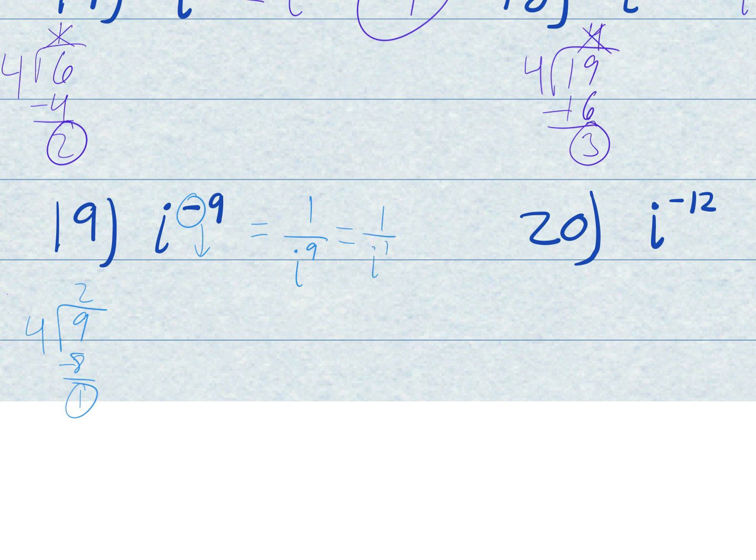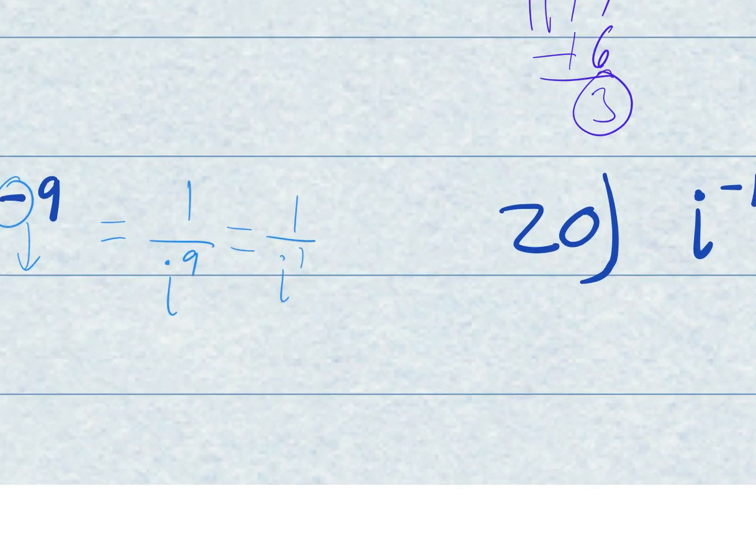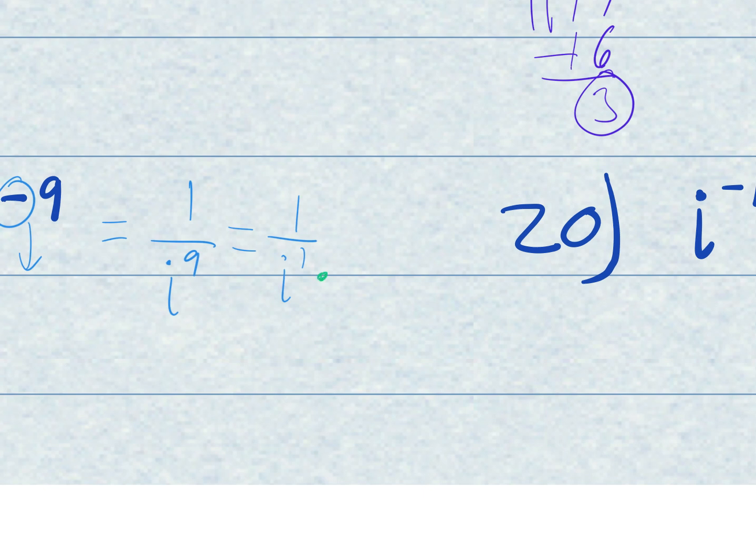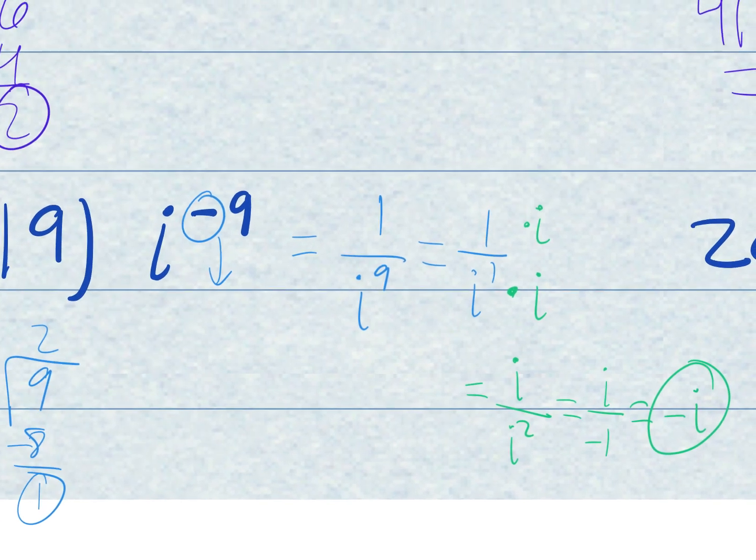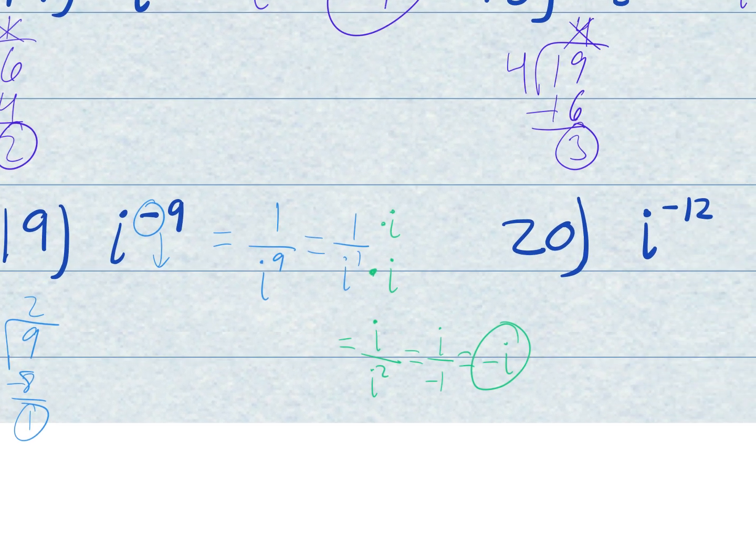But you don't want to leave it like this, right? i is the same as the square root of -1, and we don't want radicals in the denominator. So let's rationalize it by multiplying the top and the bottom by i. And then you get 1 times i is i. i times i is i squared, but i squared is -1. So we get i over -1, which is -i. Right, so i to the -9 is going to get you -i.